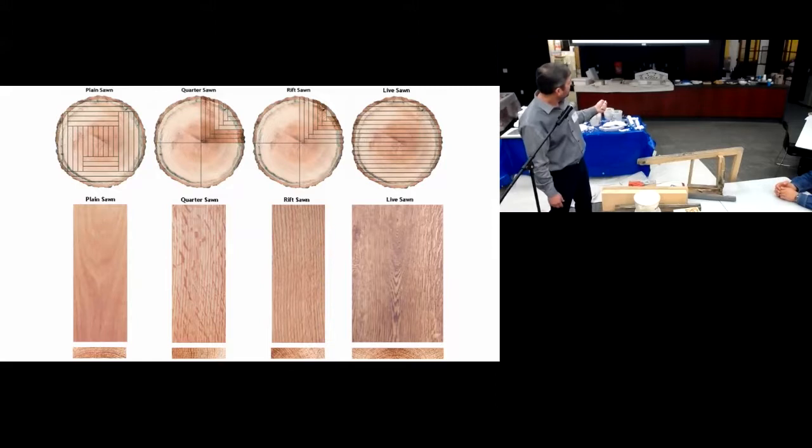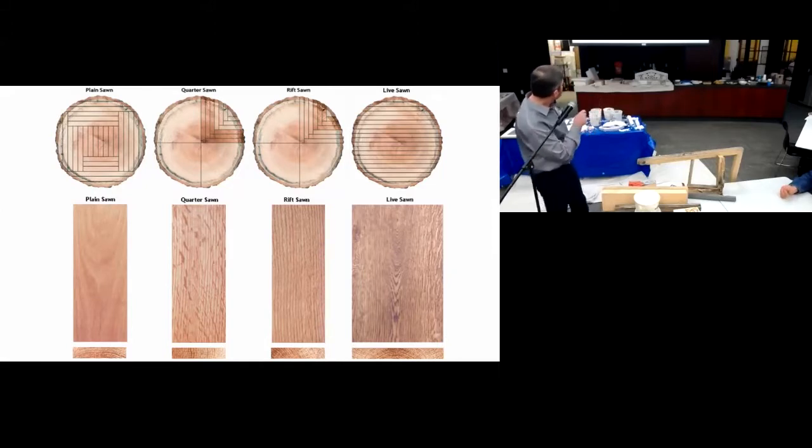Live sawn, kind of an interesting concept. It's cutting all the way across. Typically, we would only see this in artwork or maybe in carvings, perhaps in some interesting tables and furniture, but typically not in structural. Rift sawn, quarter sawn, very popular within certain types of woods. Oak, for instance. These happen to be pictures of oak right here.